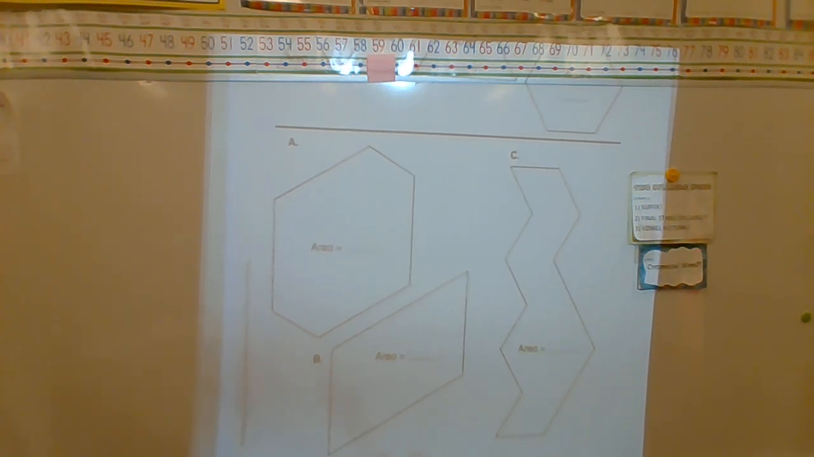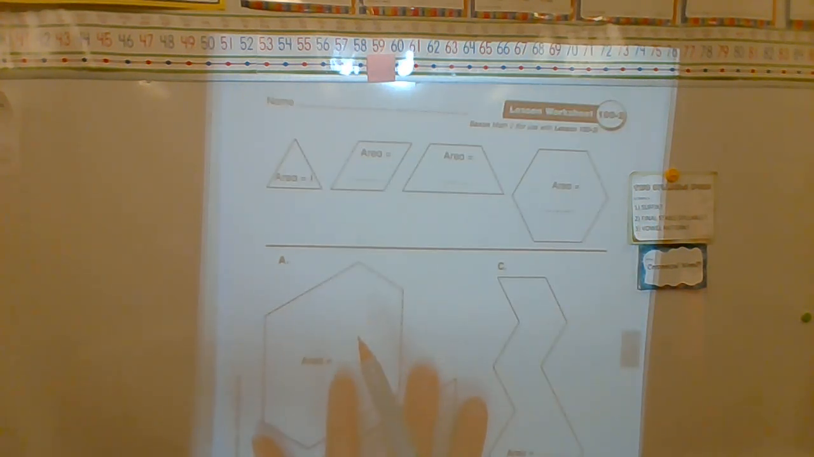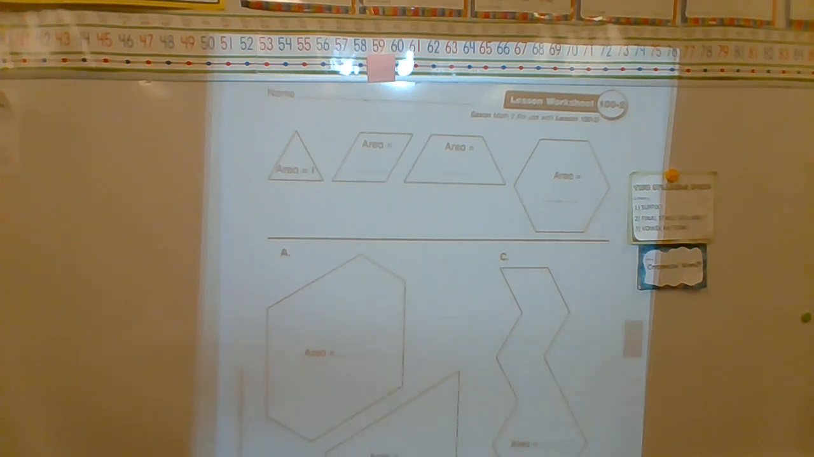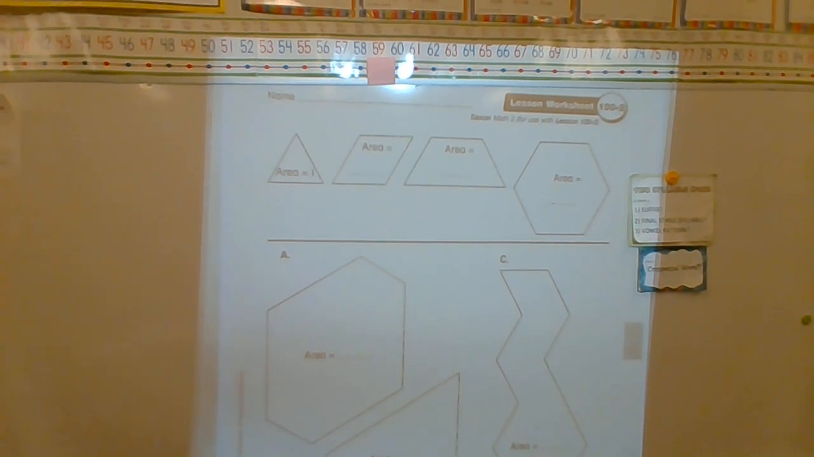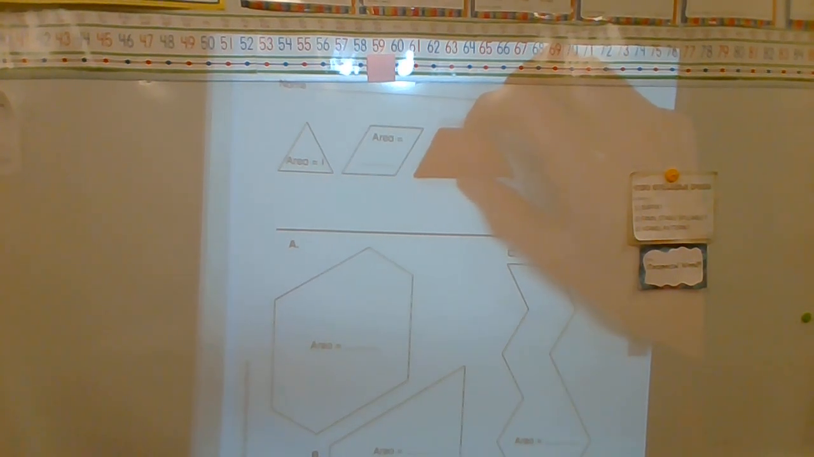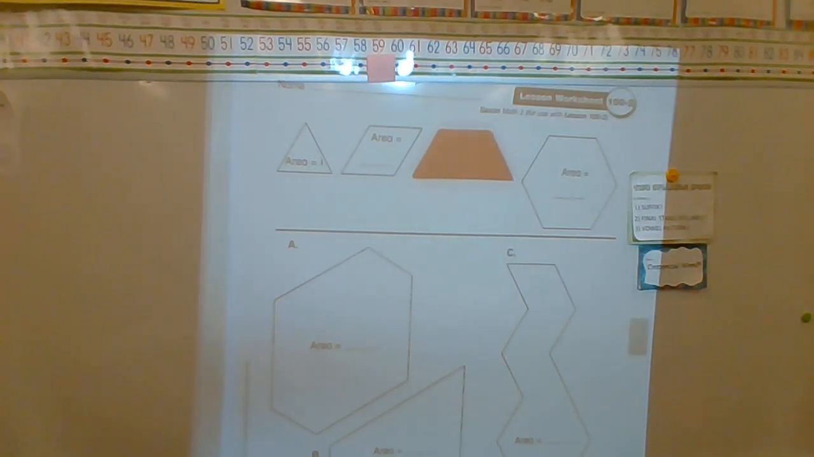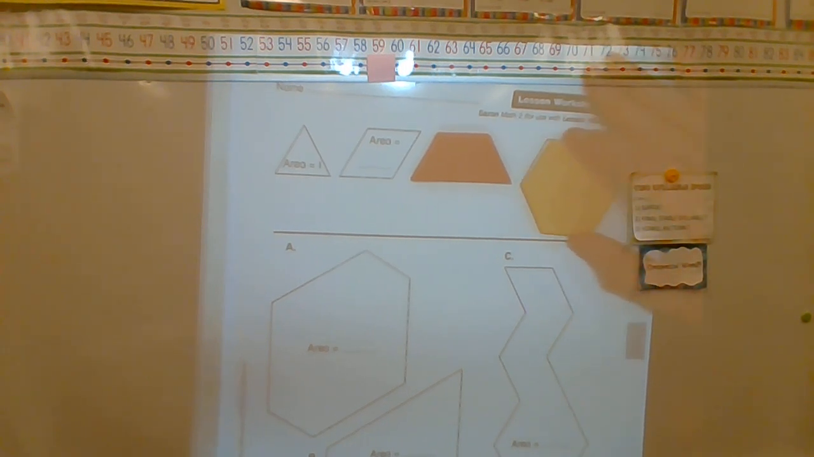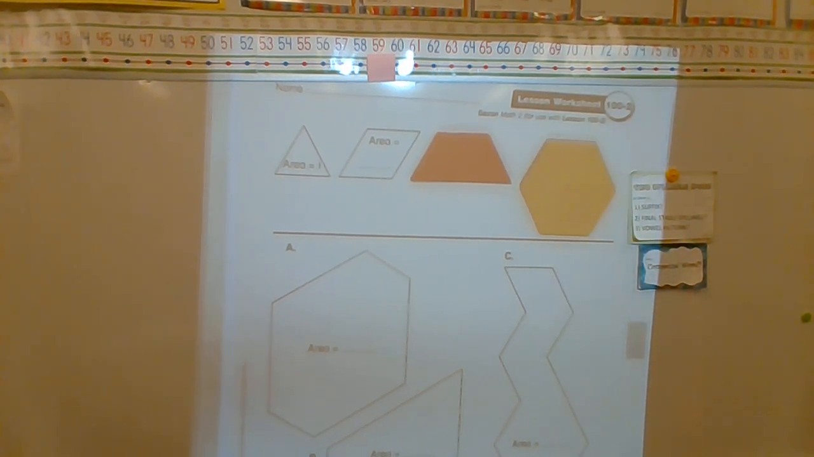Okay? Now, what math material we're going to use are pattern blocks. Now, if we take a look at the top, we're going to cover each pattern block shape with the correct pattern block, okay? There's the red trapezoid. There's our yellow hexagon. Here comes the blue parallelogram.